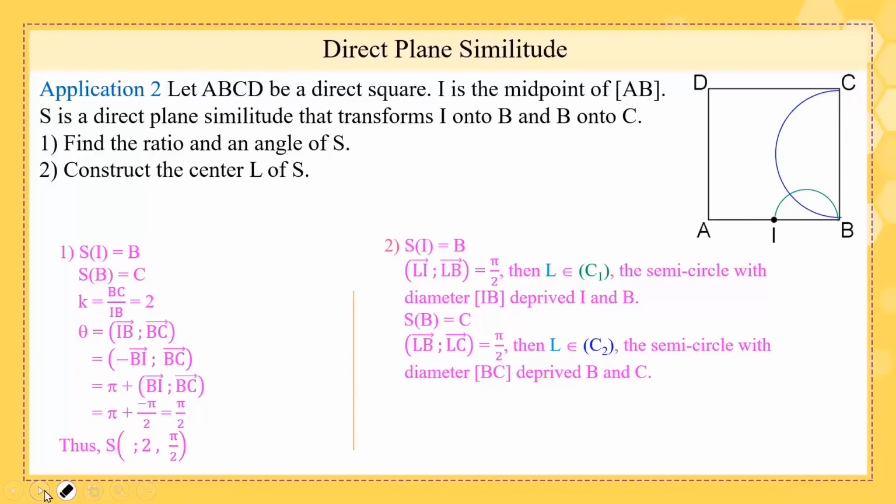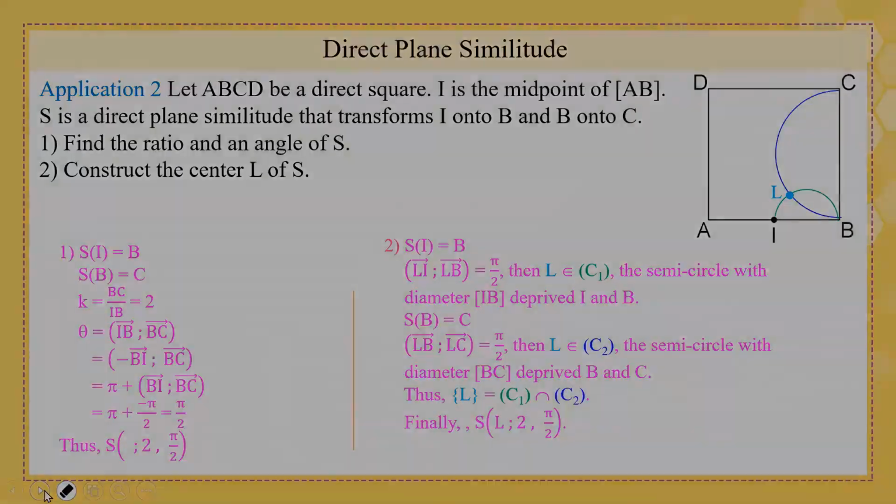So the green semicircle C1 and the blue semicircle C2 will intersect in a point. This point will be L, and it can't be B because we said that L is deprived from B. So finally the similitude S is of center L, ratio 2 and angle pi over 2, and we determined geometrically the position of L, as you see in the figure.